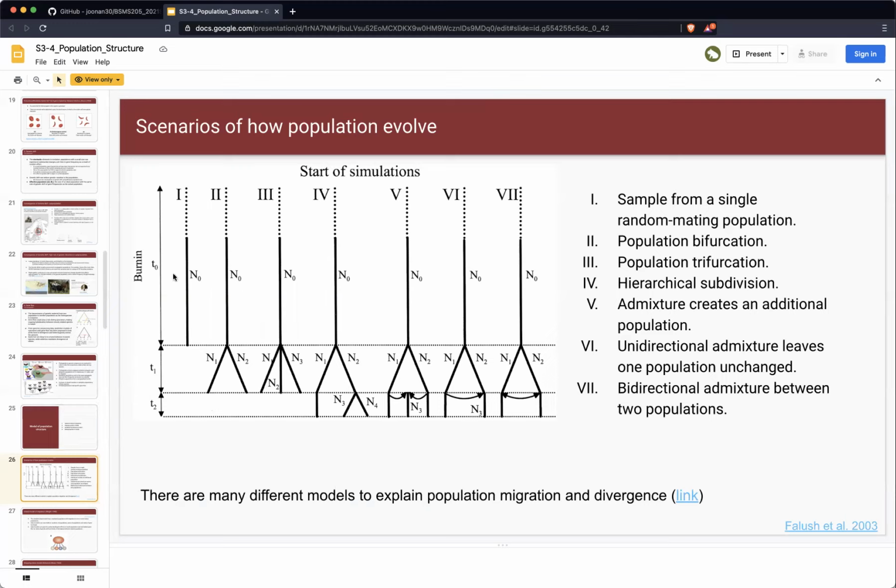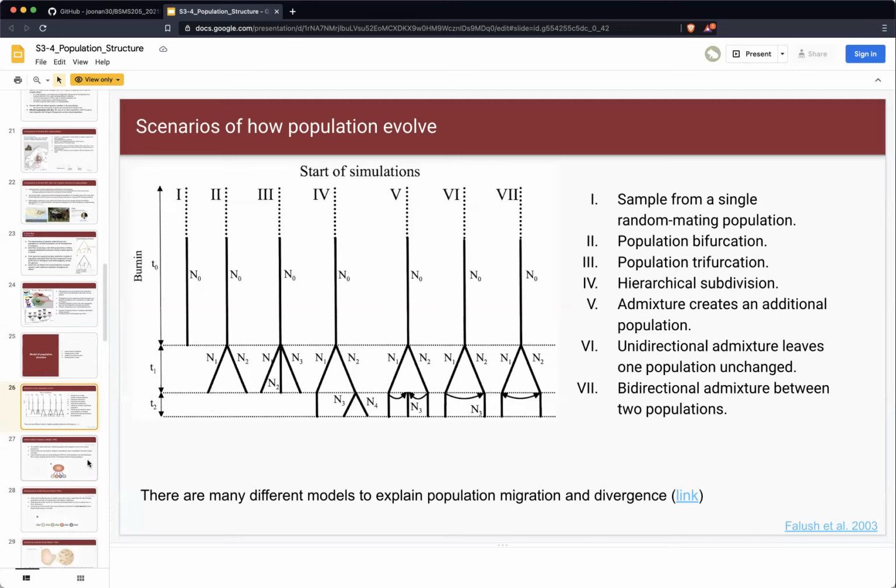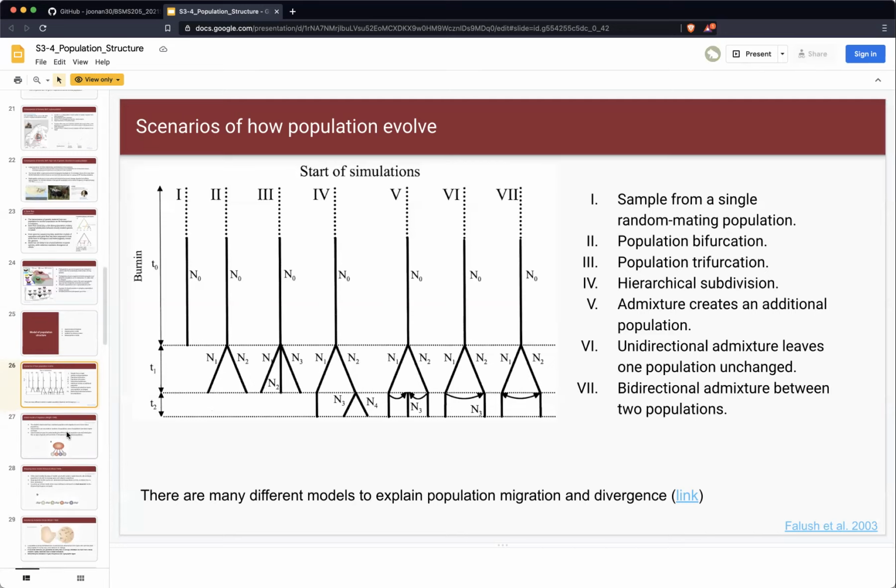So the easiest way of population evolution is from one lineage separating into certain descendants, or divergence, right? And divergence has many different dynamic ways, or sometimes they merge with each other, and each of those situations has its own unique vocabulary to describe it. And we have four major models to explain this population migration and divergence.